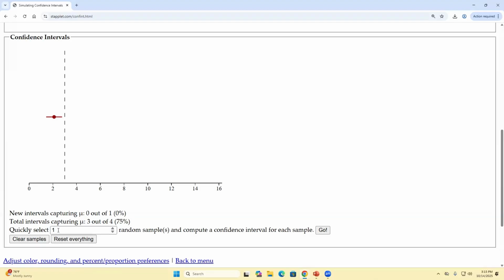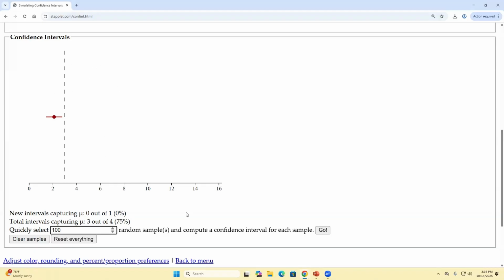So now we're going to go down here and change that one. Where it says quickly select, we're going to change that from 1 to 100. And recall that we are creating 95% confidence intervals. So we are now going to quickly select 100 random samples, and for each random sample, we're going to calculate a confidence interval and graph all 100 here.